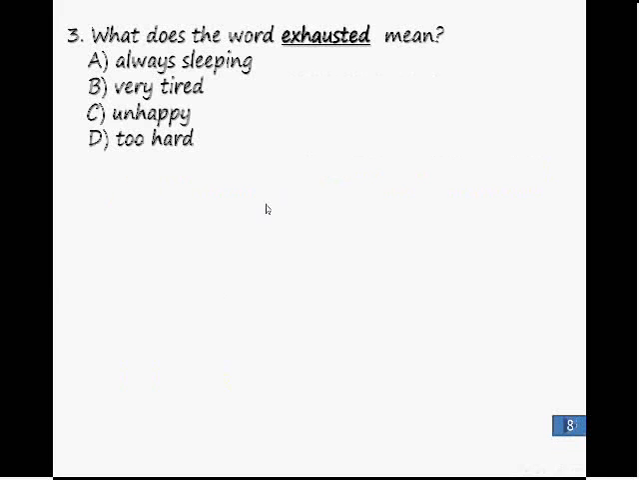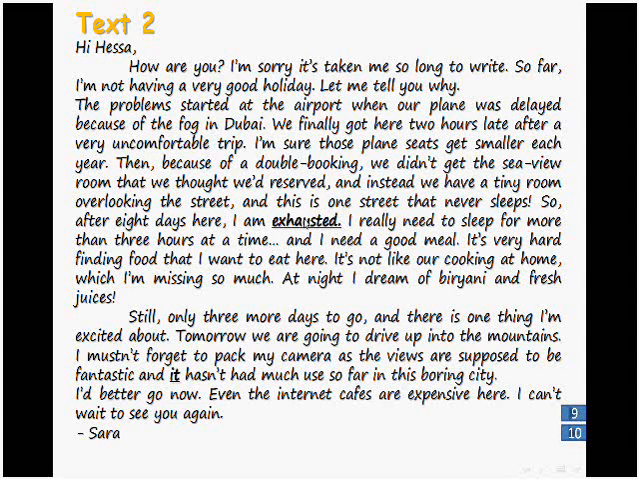Number 3. What does the word exhausted mean? We go back to the text and you just look at the word. I think all of us are exhausted by now. This is the end of the year and we are all exhausted. So it says, I am exhausted. I really need to sleep for more than 3 hours at a time.